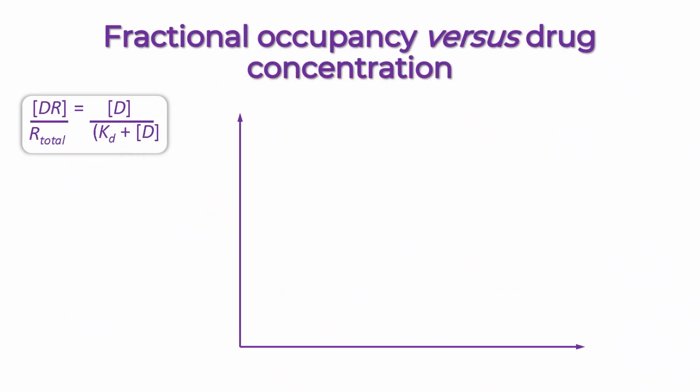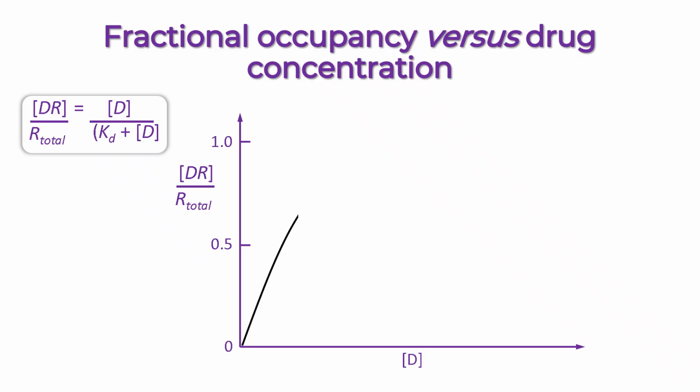On the horizontal axis is drug concentration. On the vertical axis is fractional receptor occupancy, the fraction of receptors that are bound by the drug. At very low concentrations, only a small number of drug molecules are available, so only a small fraction of receptors are occupied. As concentration increases, more receptors bind drug and occupancy rises steeply.